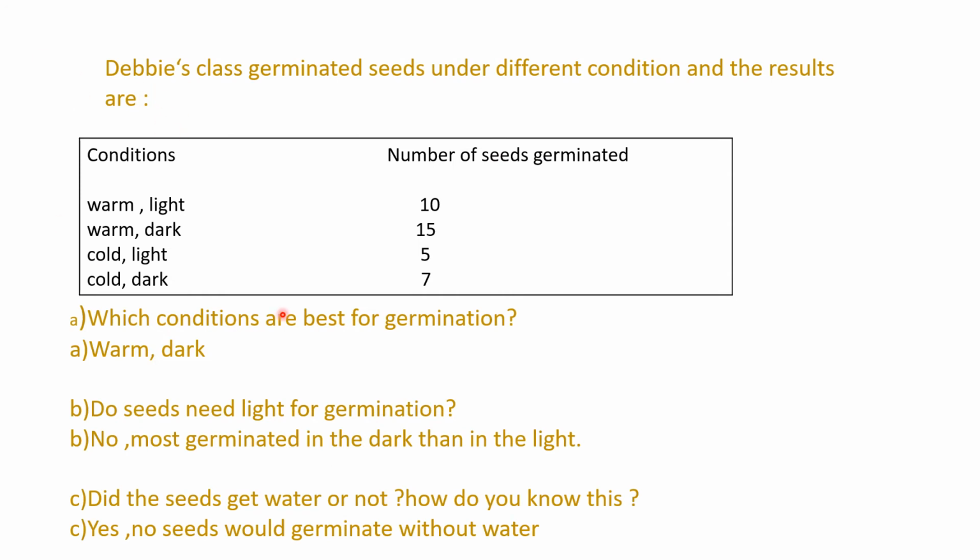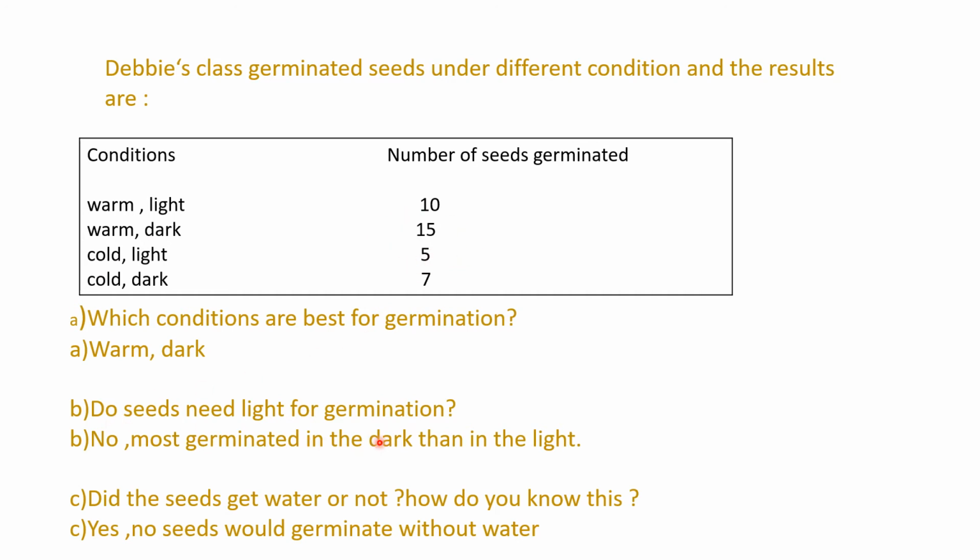So let's discuss. Debye's class germinated seeds under different conditions and the results are shown here. Conditions are warm and light: the number of seeds germinated is 10; warm and dark, 15; cold and light, 5; and cold and dark, 7. So which conditions are best for germination? We can say that warm and dark conditions are best because the number of seeds germinated is 15.